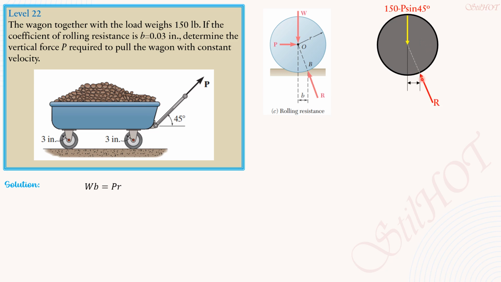This is R, and that's point B. This is b, which is 0.03 inch, and we just approximate P cosine 45, the horizontal component of P. Then the moment arm, we just call it radius because, as mentioned earlier, this angle of friction is very small. So 150 minus P sine 45 times b, which is 0.03, equals P cosine 45 degrees times radius, which is 3 inches. So only P is the unknown in this problem. Solving for P, P is equal to 2.100 pounds.